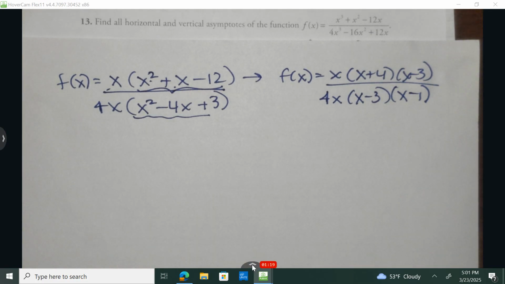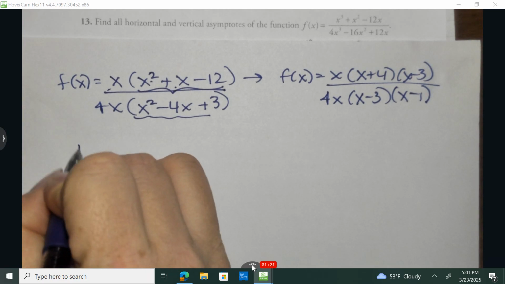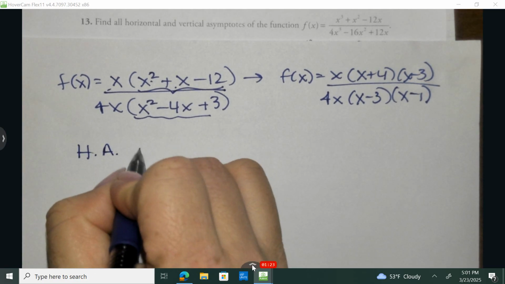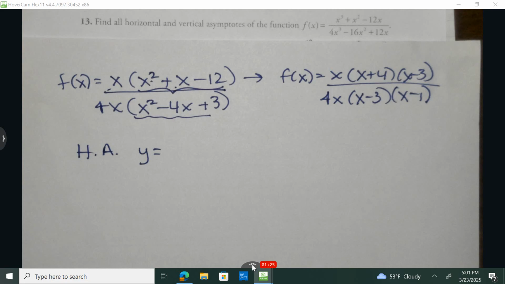Now let's start by talking about the horizontal asymptote. I'm going to be lazy and just put HA. Horizontal asymptote will always be written with the equation y equals. It's important for you to know that. Horizontal asymptote will always be y equals. It's going to cut through the y-axis at some value if it exists.